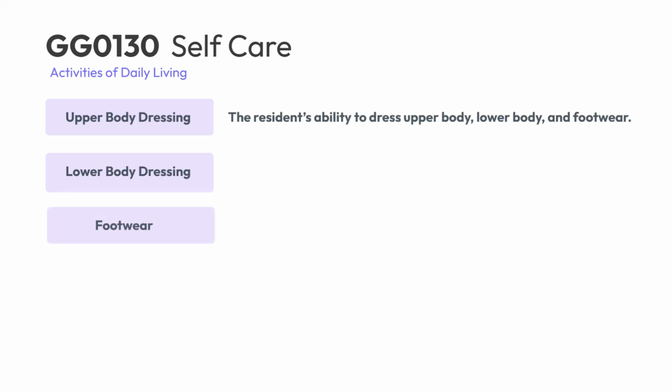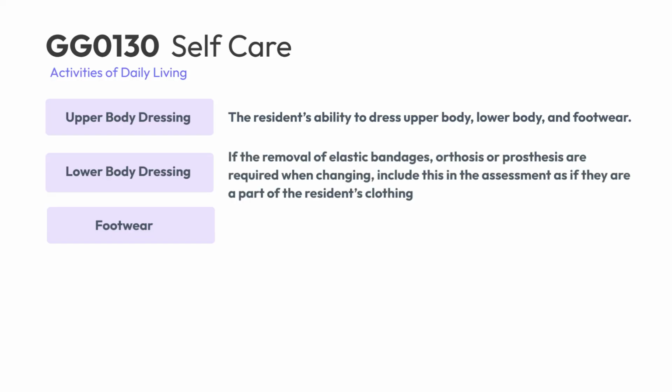Upper body dressing, lower body dressing, and putting on or taking off footwear will gauge the resident's ability to dress upper body, lower body, and footwear. If the removal of elastic bandages, orthosis, or prosthesis is required when changing, include this in the assessment as if they are a part of the resident's clothing. Of note, this item cannot be assessed based solely on donning or doffing a hospital gown.